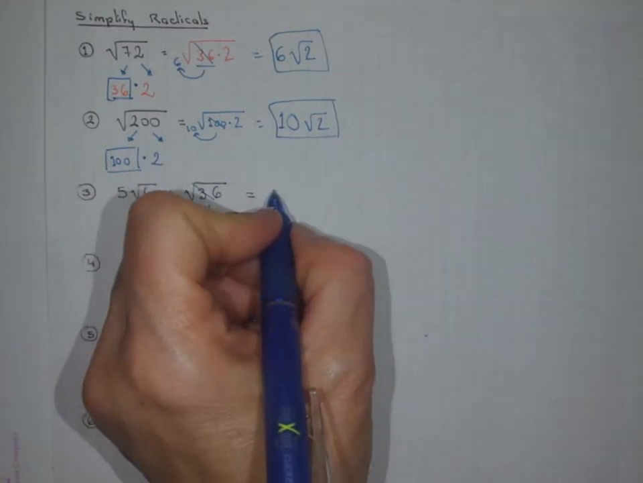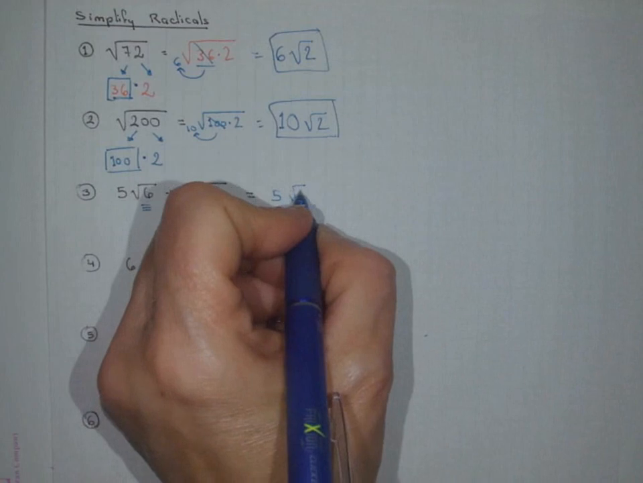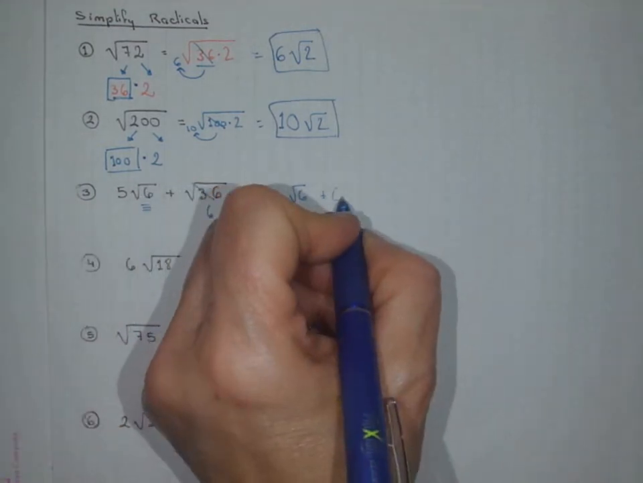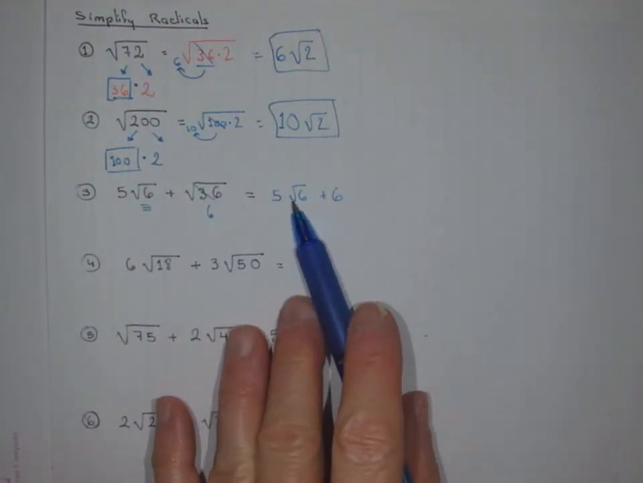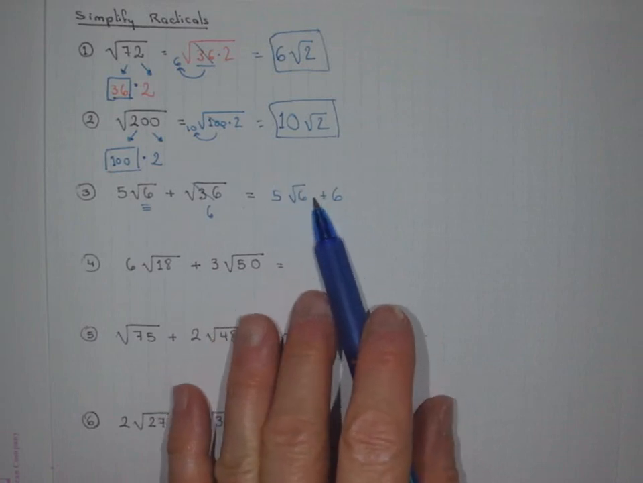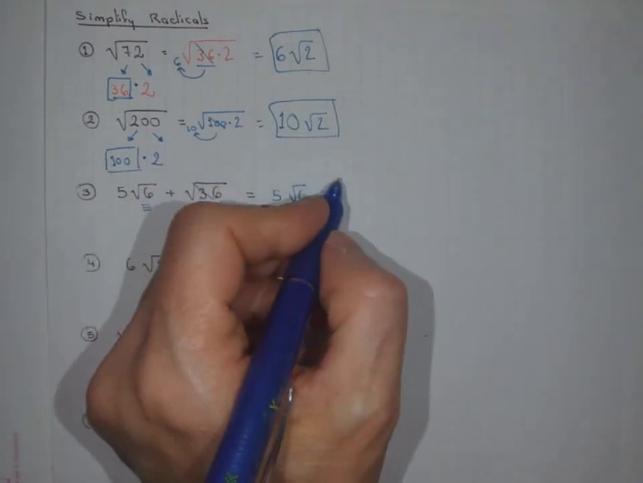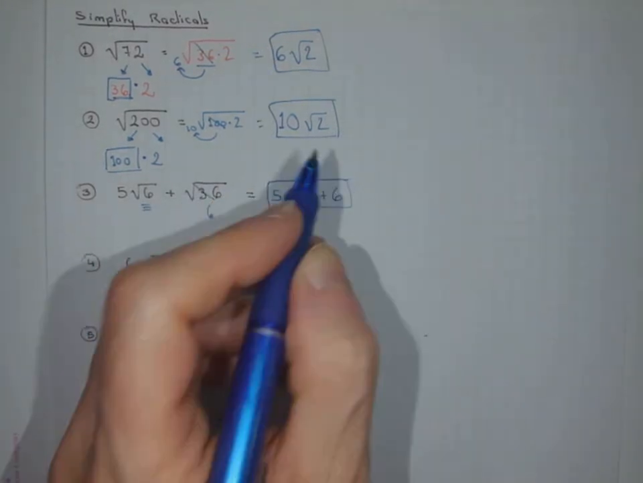So we have a 5 square root of 6, and then plus 6. We can't combine those because they are not like terms. This has a square root of 6, this one does not. So that will be your final answer right there.